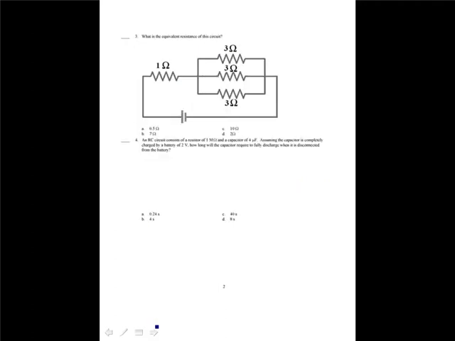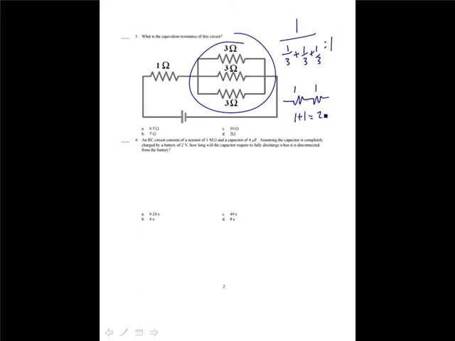What is the equivalent resistance of this circuit? Well, we first find the equivalent resistance of this branch. That's 1 over 3 plus 1 over 3 plus 1 over 3, and that's equal to 1. And then we just add that. That's like having two resistors in series, 1 and 1. And we just add that. 1 plus 1 equals 2. So the answer here for number 3 is D.